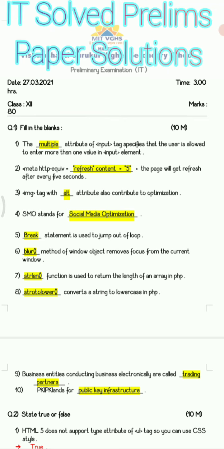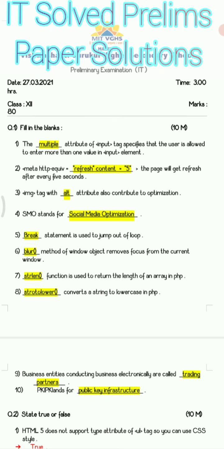So whenever you enter some loop, whether it is a for loop or while loop, the loop always continues. So to get out of the loop, you need to give a break statement. The dash method of the window object removes the focus of the current window. So if you want to remove the focus, you need to make it blur. So the right answer here is the blur method.